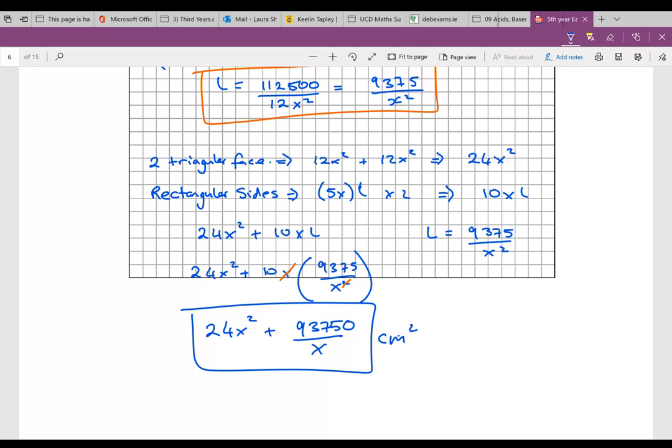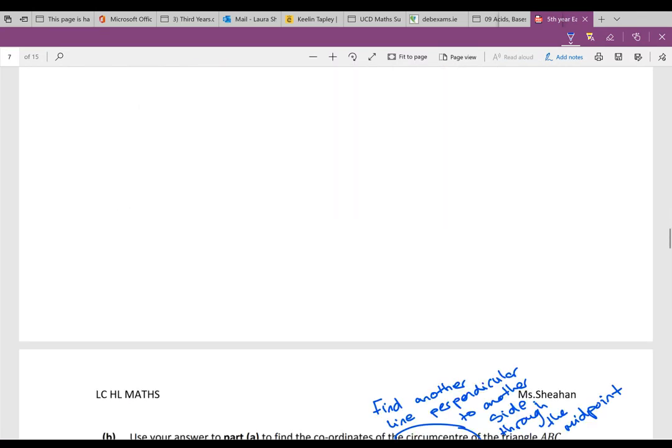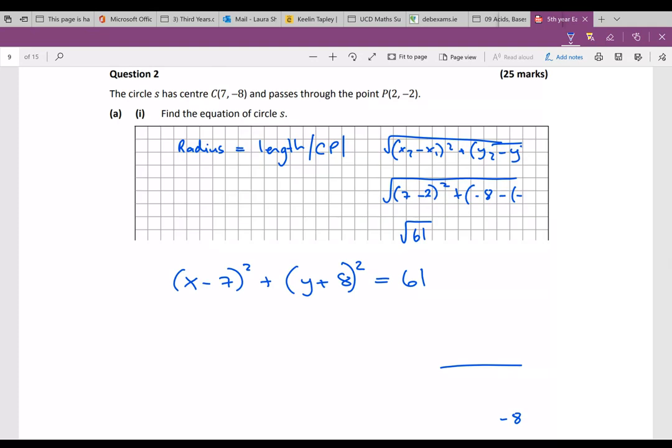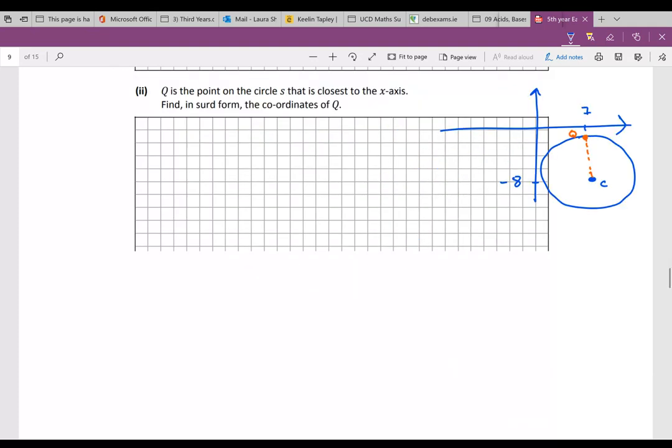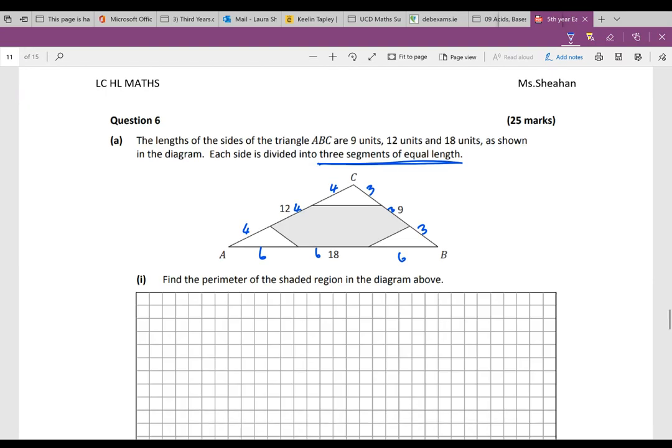In this video, I'm going to skip through the coordinate geometry and put all of that together in a separate video. So I'm going to skip down to the next bit of geometry, area and volume, which is down here.